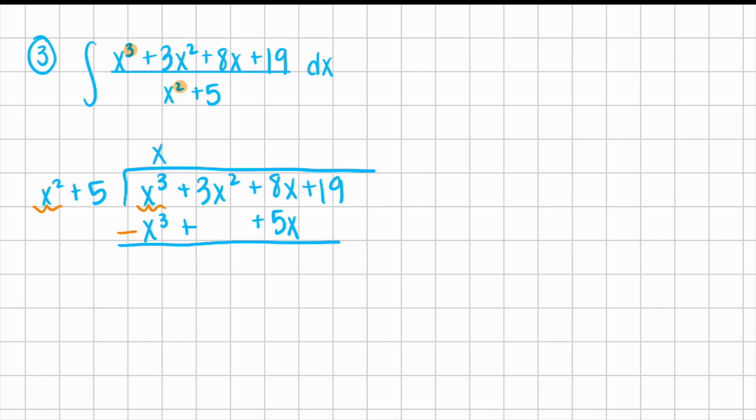I want to subtract, so I'm going to distribute a negative. X cubed minus x cubed is 0. I'm going to bring down the 3x squared. 3x squared plus 0 is 3x squared. 8x minus 5x is 3x.